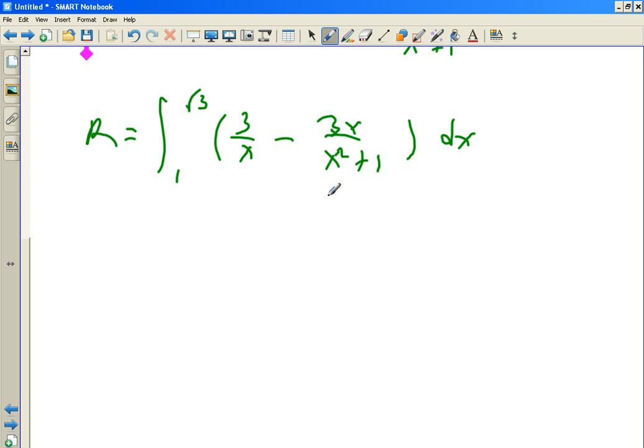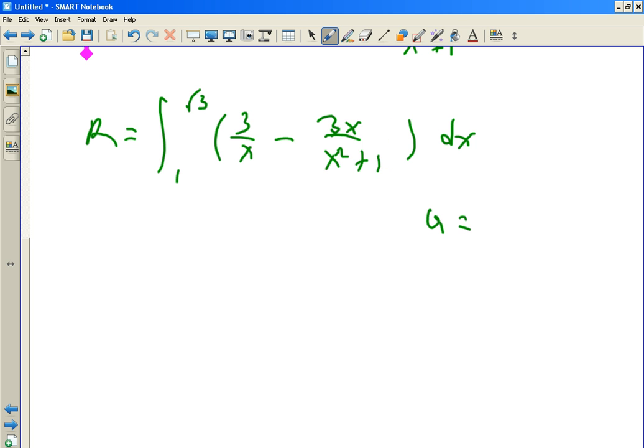Okay, is this integrable? Yes, it is. No, it's not? Well, how do you integrate 1 over x dx? Forget the 3 for a minute. That's ln. How do you integrate x over x squared plus 1? You can forget the 3 also here. That's going to be ln also if you do a u-sub.